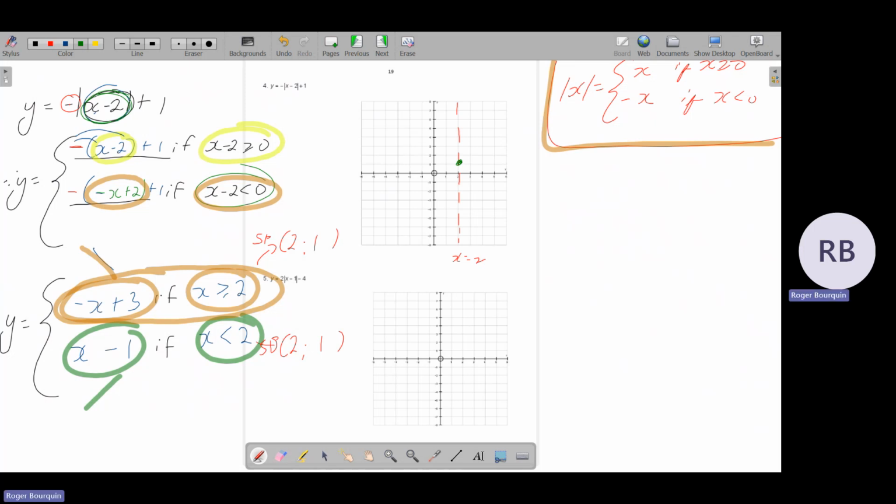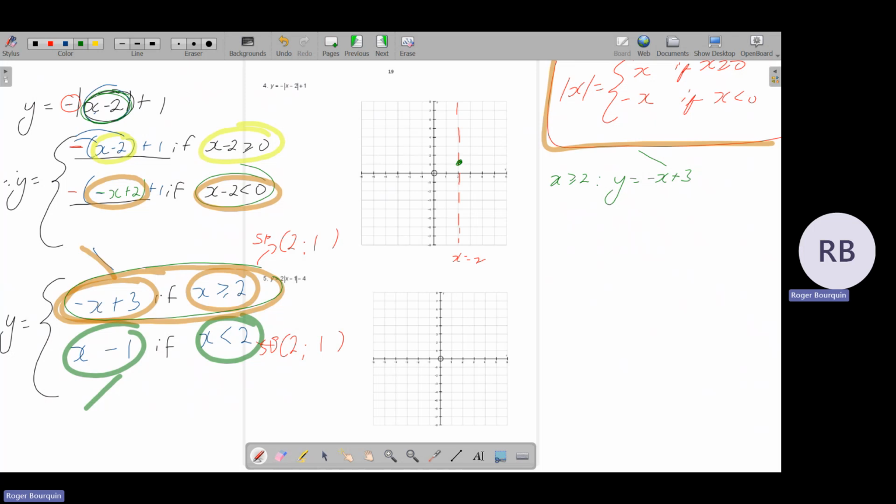Then what's going to happen when x is bigger than or equal to 2? Which graph are we going to draw when x is bigger than 2? We're going to draw the straight line graph. When x is bigger than or equal to 2, I'm going to draw the graph y is equal to negative x plus 3. What did we say that looks like? It's going to go left to right, down. So it's going to go from here, down.